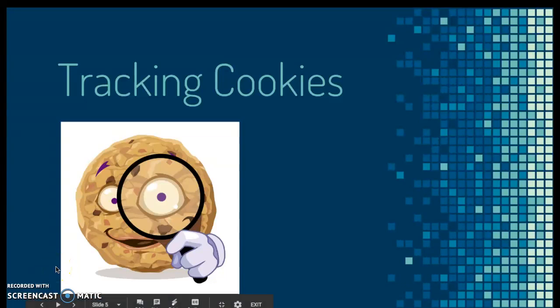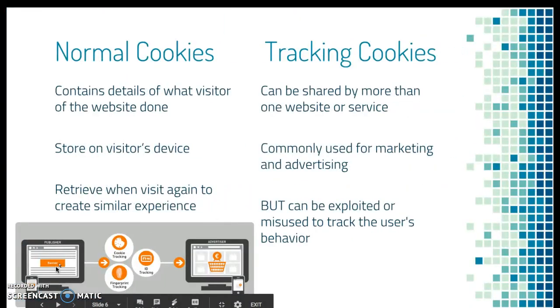So here's a short introduction of tracking cookies. First, a normal cookie contains data of what a visitor has done on a particular website, such as the pages they visit, the content of their electronic carts, and so on. A website that uses cookies will save it on the visitor's computer or device and then retrieve it when the same visitor later returns, so that they can recreate the previous experience the visitor had and provide a seamless experience.